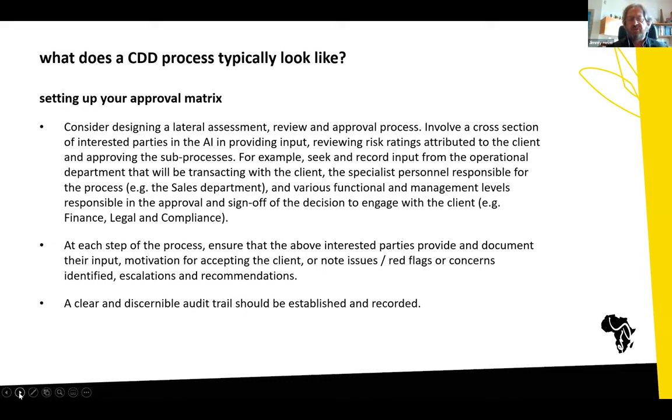At each step of the process, it's really important to ensure that the interested parties that are participating in the process provide and document their input, their motivation for accepting the client, or note issues or red flags or concerns identified, escalations and recommendations. It's very important that a clear and discernible audit trail should be established and recorded. Ira has spoken about the need for keeping records. Next slide, please.